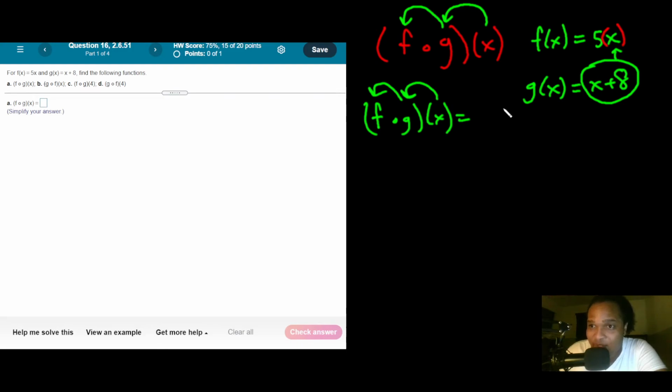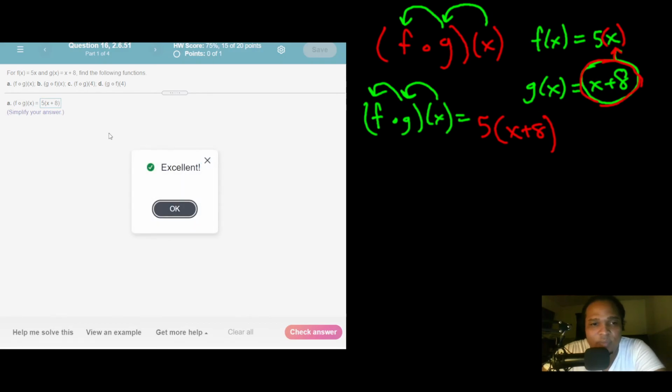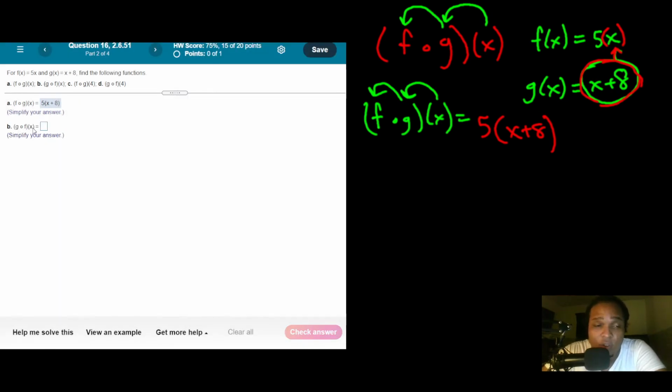So ready? We have our 5, and we're just going to open up parentheses and put the whole x plus 8 right in there. We took this whole x plus 8 and put it right into the x. So there's our 5, and now this little x becomes x plus 8. You plug it right in. We're done. It does say to simplify, but if it's in factored form like this, this is technically simplified, but we're going to see what they want. Excellent. Now, this is telling you to go in reverse.